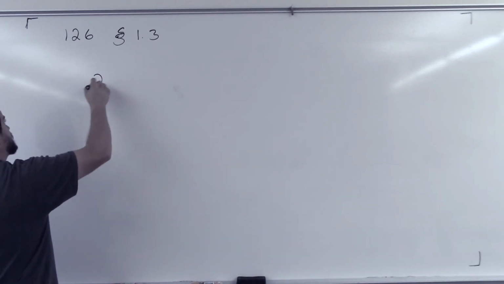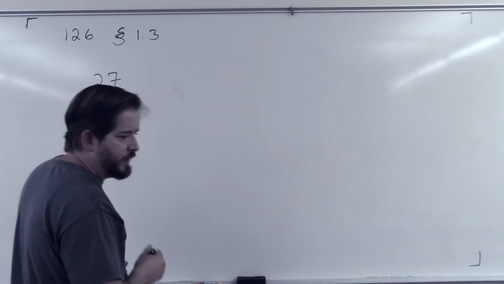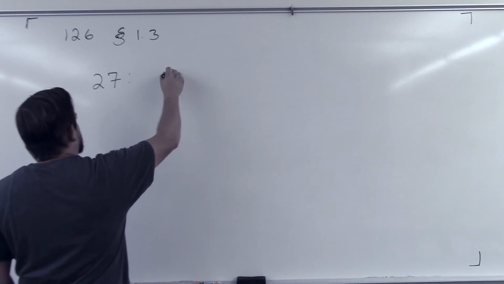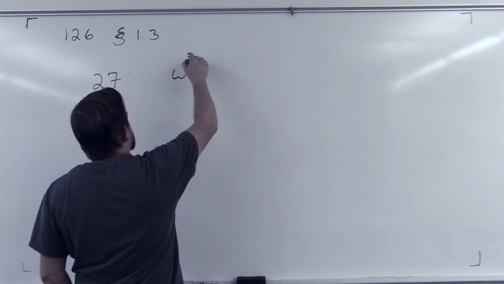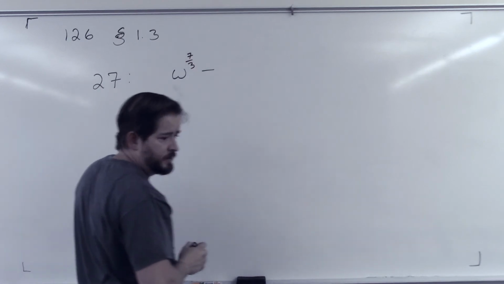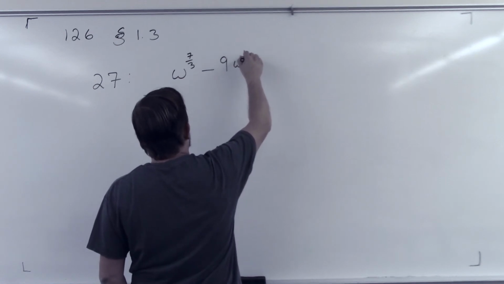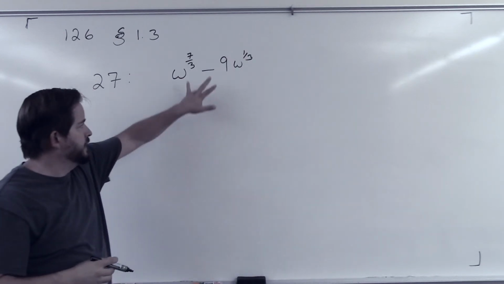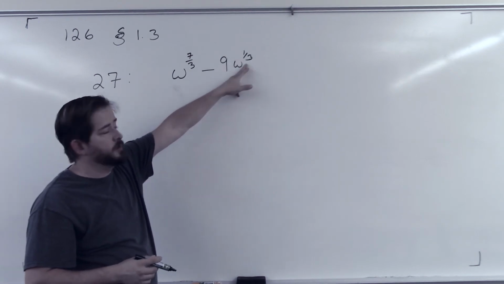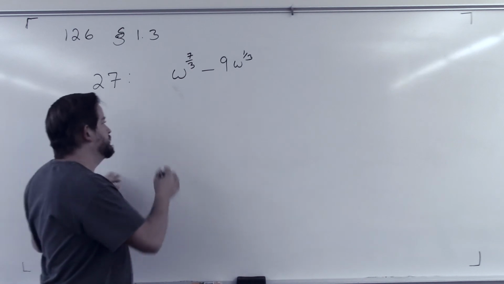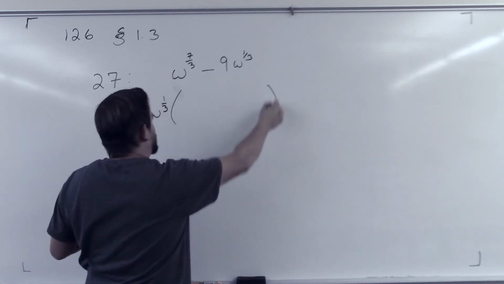27 says to factor by first pulling out the lowest power of the common factor. We're given w to the 7/3 minus 9w to the 1/3. So each of these terms has some w's, and the smallest power of w is to the 1/3. So what I'm going to do is take out w to the 1/3 and factor that from both terms.